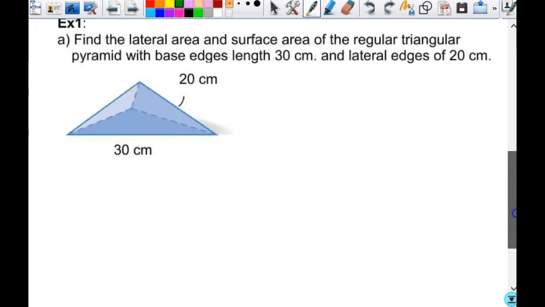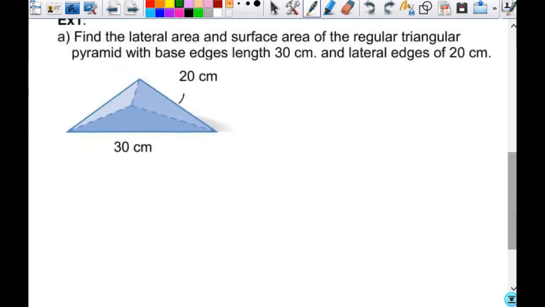All right, so let's look at this. It says, find the lateral area and surface area of the regular triangular pyramid with base edges length of 30 centimeters and lateral edges of 20 centimeters. So I need, it says lateral area and surface area. So we'll start with lateral area. So lateral area is 1/2 perimeter times slant height.